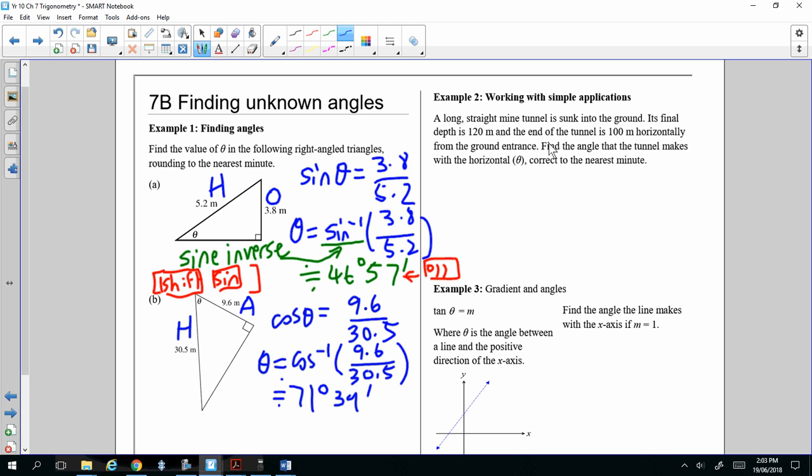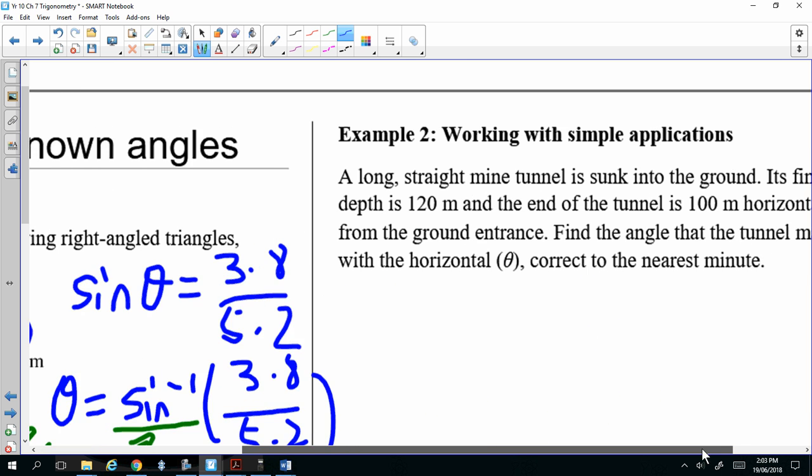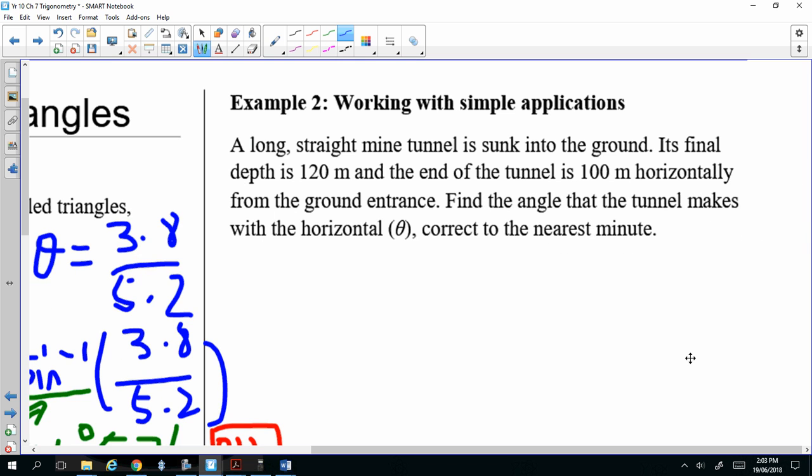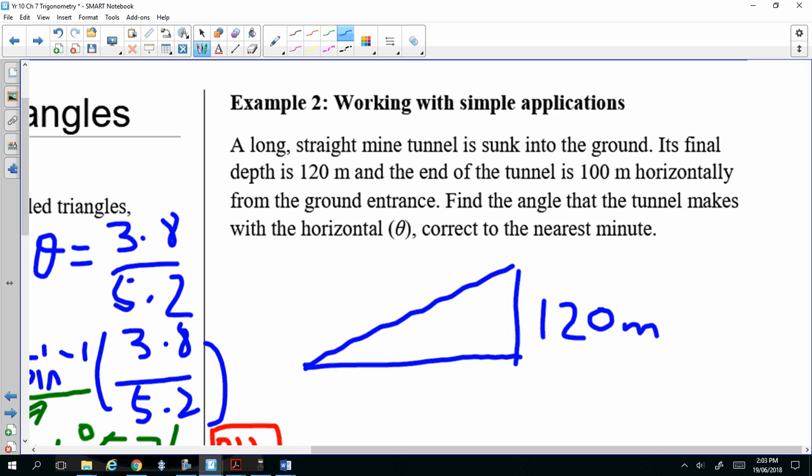Okay, let's draw a representation of this situation. So you have a tunnel, so you can just draw a line to represent the tunnel. Its final depth is 120 meters, and the end of the tunnel is 100 meters from the ground entrance. And you have to find the angle the tunnel makes with the horizontal, which we call theta, correct to the nearest minute. Okay, let's try to do that.